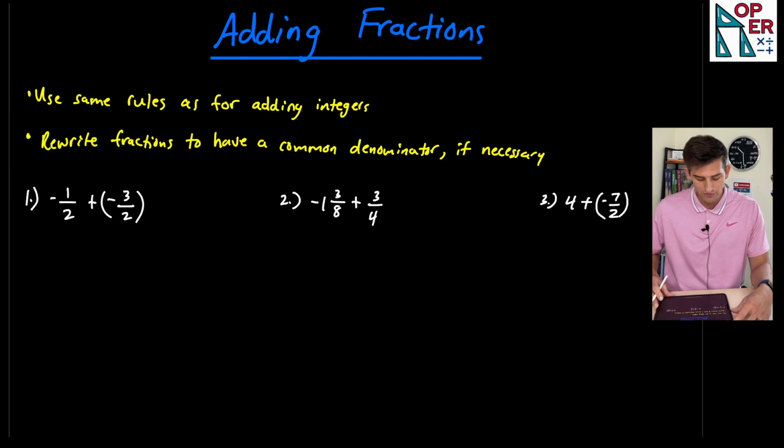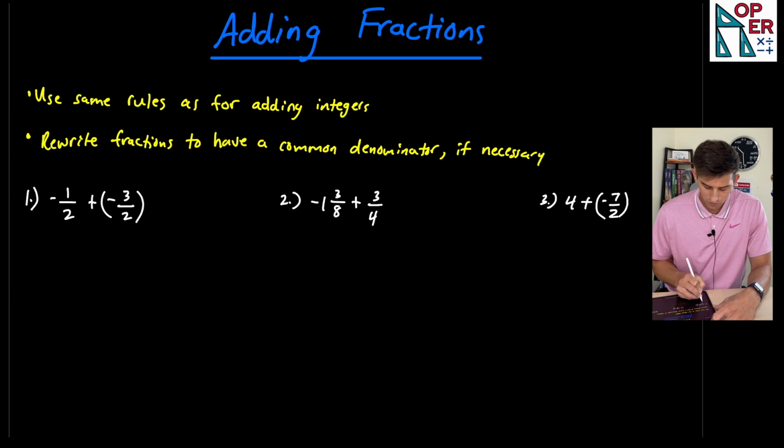So in this video, we'll do 3 examples with varying signs. For number 1, both of our fractions are negative. Number 2, we have 1 negative, 1 positive, and then also number 3, 1 positive and 1 negative. So for number 1, since they're both negative, we can go ahead and just add the absolute values, and then we know that our final answer should also be negative.